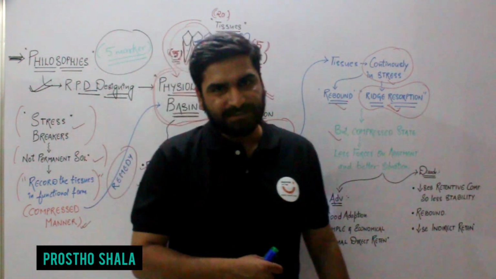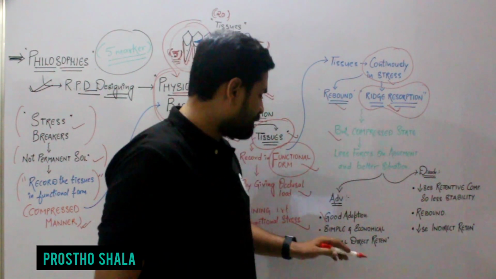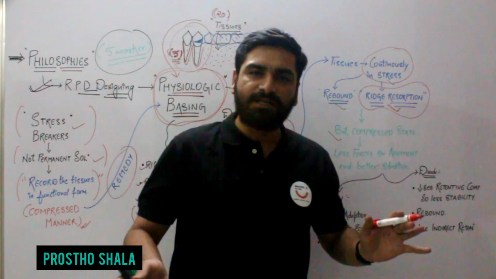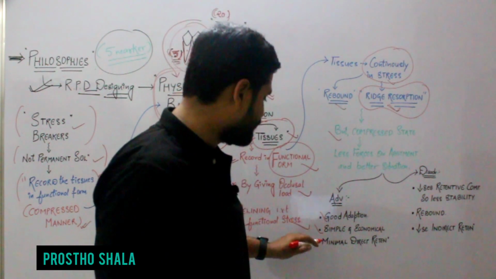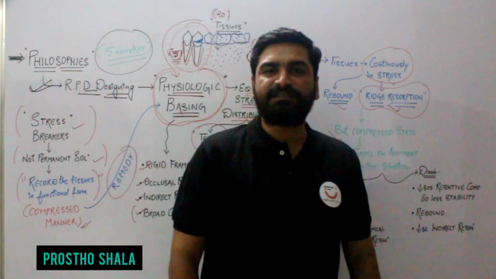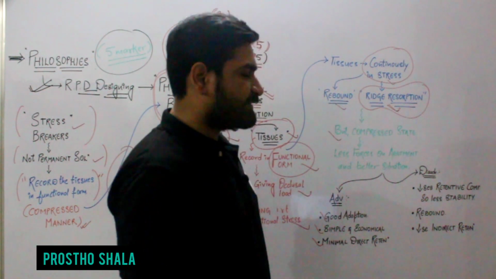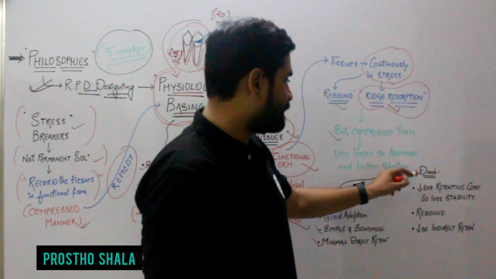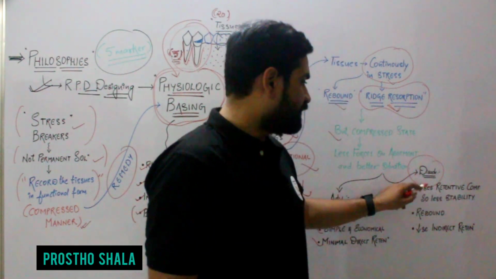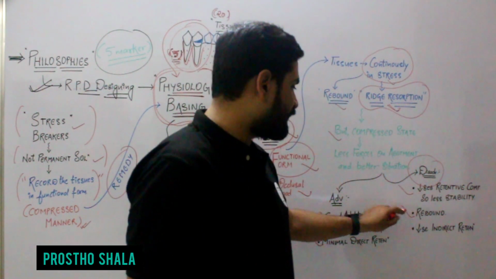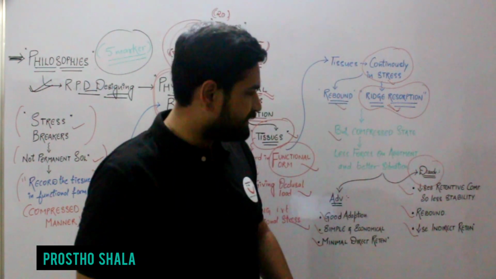Talking about the advantages, you get a good adaptation because you are compressing the tissues and recording them. It is simple and economical, with no problem of stress breakers, hinge joints, ball and socket, or split major connectors; nothing is required. And minimal direct retention is required because the load on the abutment is decreased, so you do not need an extensive clasp assembly. Disadvantages: it decreases the retentive component, so stability will be less, rebound can occur, and there is a decreased amount of indirect retention. So again, this has disadvantages.